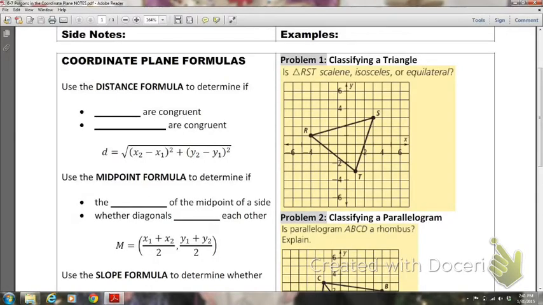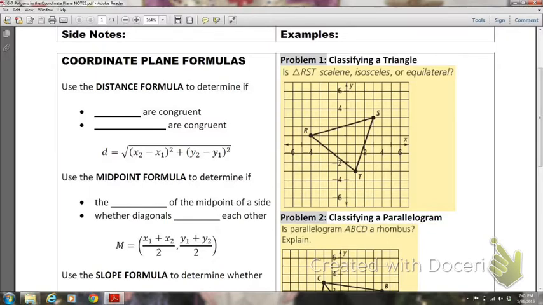In this lesson, we're going to look at polygons in the coordinate plane. The objective is to classify polygons in the coordinate plane based on the properties of different quadrilaterals that we've learned. We're going to be using three different formulas that you've had in the past: the distance formula, midpoint formula, and the slope formula to determine if certain sides are congruent or diagonals are congruent, if diagonals bisect each other, if sides are parallel. Those kinds of things are what we're going to be looking at in the coordinate plane.